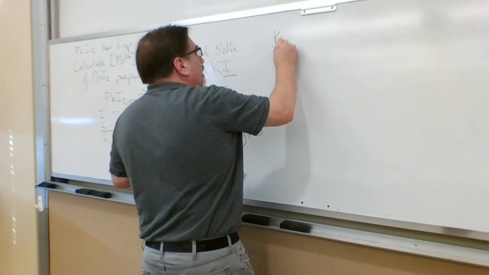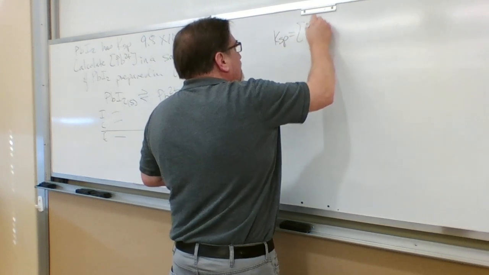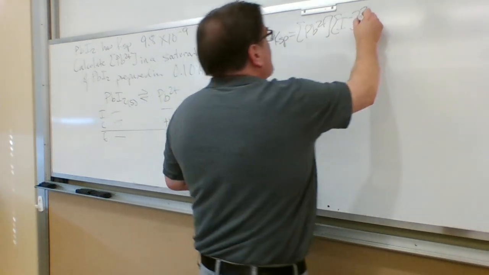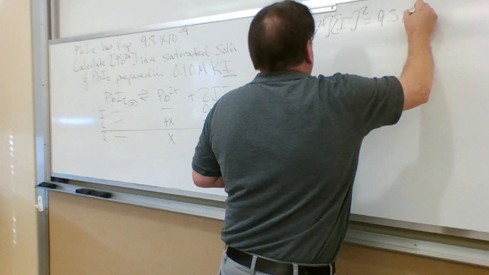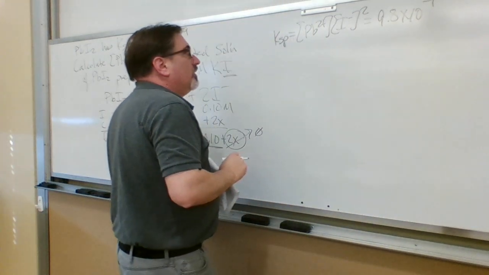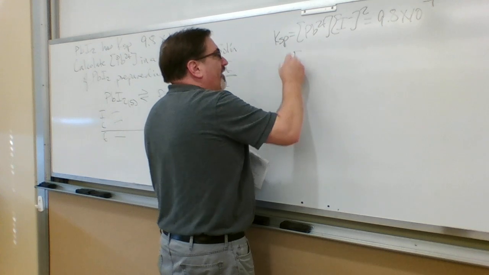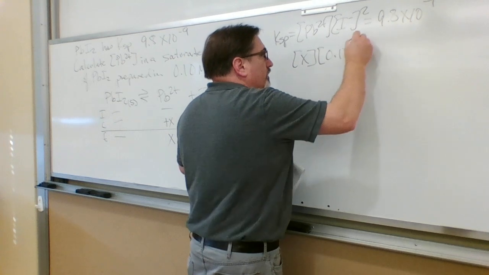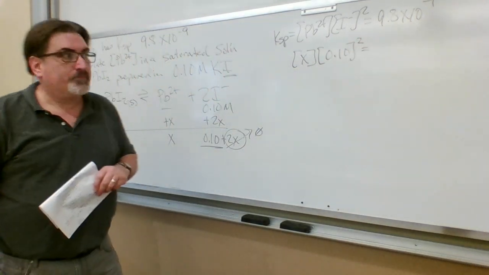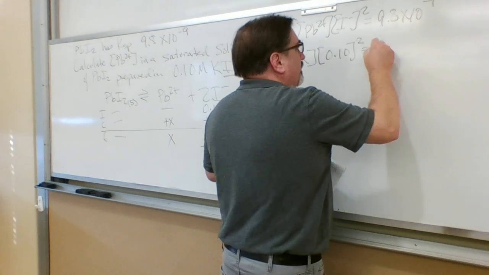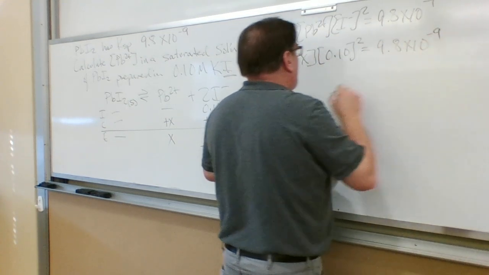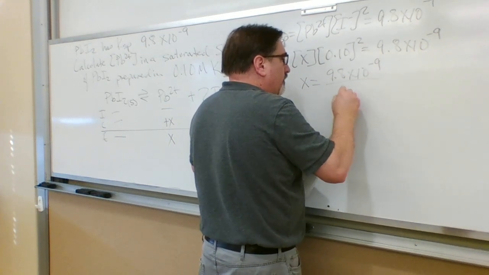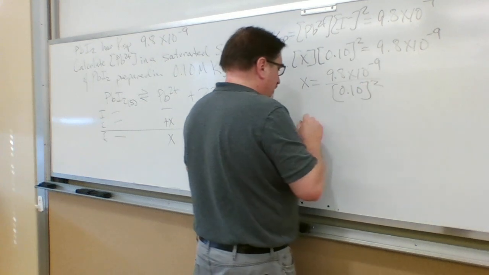So Ksp is equal to Pb2+ times I minus squared, which has a numeric value of 9.8 times 10 to the minus 9th. And we plug in our algebra numbers. So we have x and 0.10 squared as our left-hand side equals 9.8 times 10 to the minus 9th. So x is equal to 9.8 times 10 to the minus 9th over 0.10 squared.